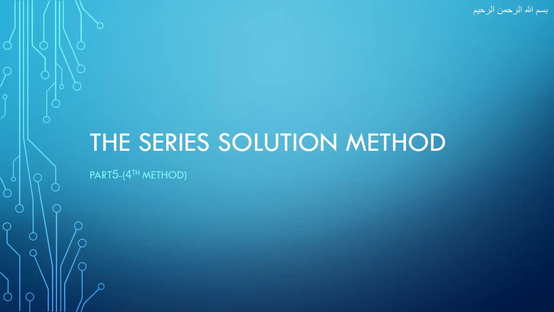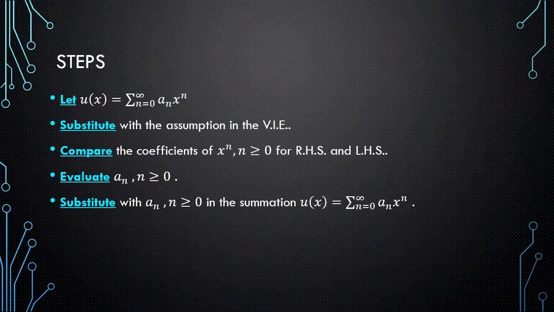This is part 5. I will explain for you the fourth method, which is the series solution method. What are the steps? The first step, we let u of x, our solution, equal to the summation n from 0 to infinity a n x raised to n. We need to evaluate a n, the coefficients.